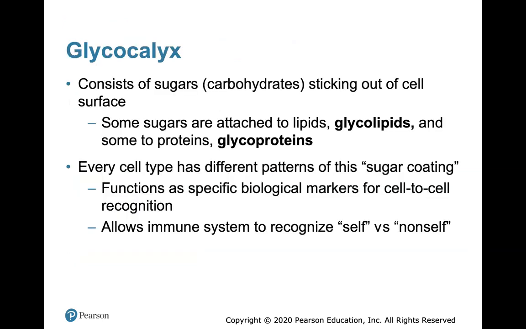Glycocalyx then consists of sugars sticking out of the cell surface, and every cell type has different patterns of this sugar coating, and this functions as specific biological markers for cell-to-cell recognition, and it allows the immune system to recognize the self versus non-self. So this will allow your body cells to recognize something as non-self.